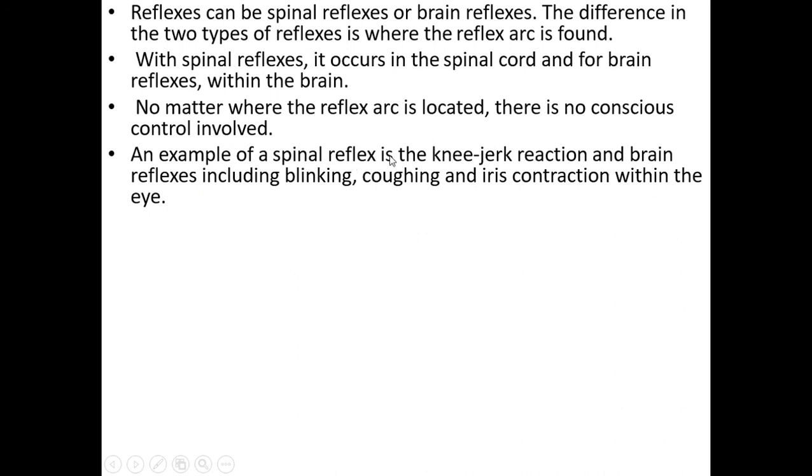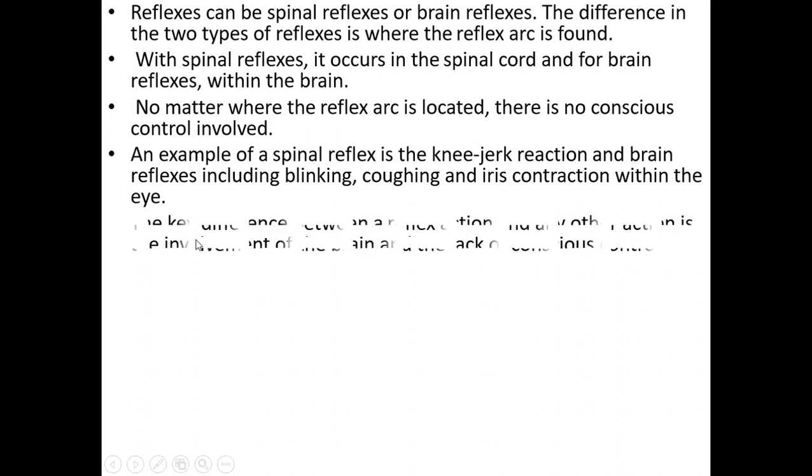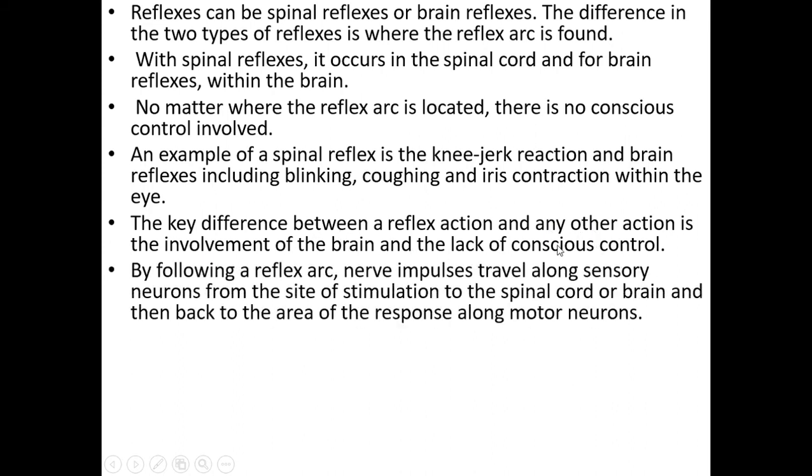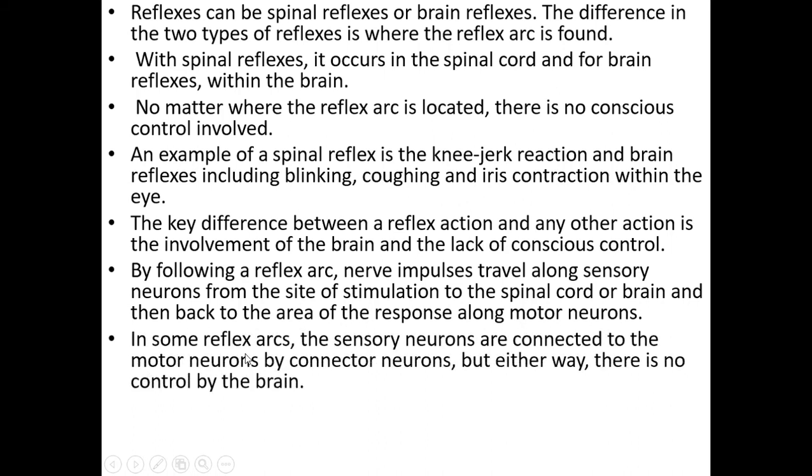For example, spinal reflex is the knee-jerk reaction. Brain reflexes include blinking, coughing, and iris contraction within the eye. The key difference between reflex action and other action is the lack of conscious control. By following a reflex arc, nerve impulses travel along sensory neurons from the site of stimulation to the spinal cord or brain and then back to the area of response along the motor neurons. In some reflex arcs, the sensory neurons are connected to the motor neurons by connecting neurons, but either way there is no control by the brain.